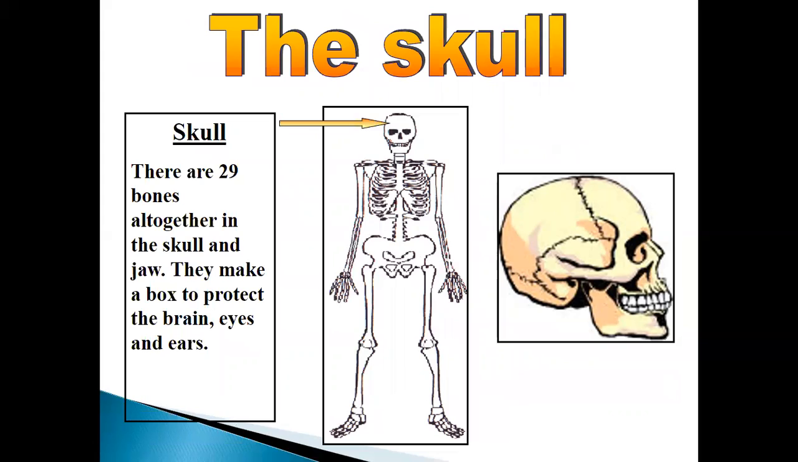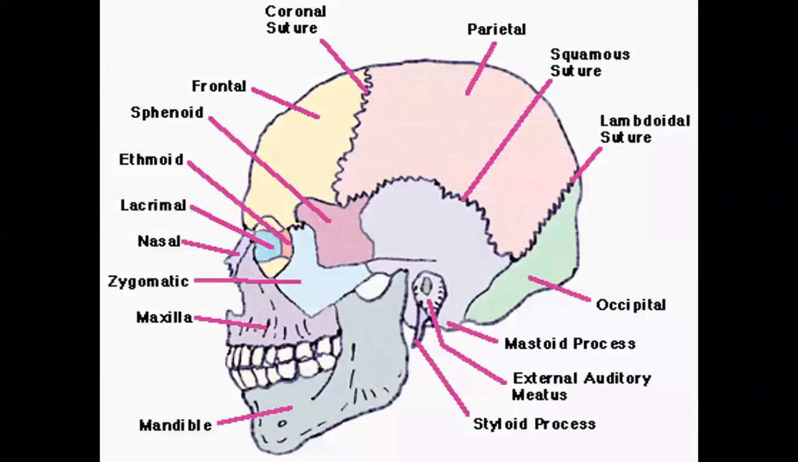The skull has 29 bones altogether. They protect the most important organ of the body, that is the brain. The skull is lined by some zigzag linings. These zigzag linings are called sutures. These are the different parts of the skull: frontal, parietal, occipital, temporal, zygomatic, nasal, maxilla, mandible, styloid process. All these are different parts of the skull.